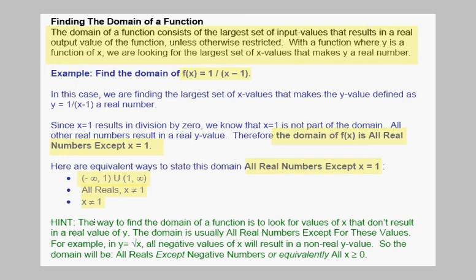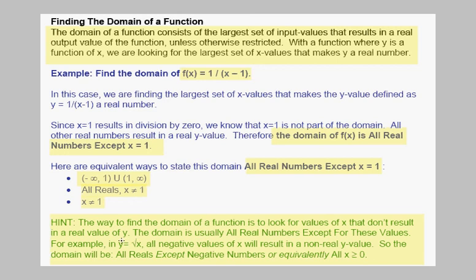I have a hint here at the bottom, and you should really read this hint again and again if you're having problems with this. The way to find the domain of a function is to first find all the values of x that don't result in a real value of y. And the domain will almost always be all real numbers except for these values you found.